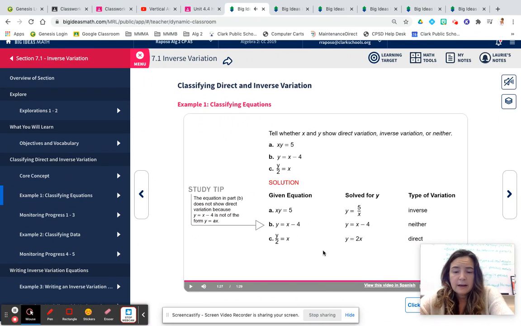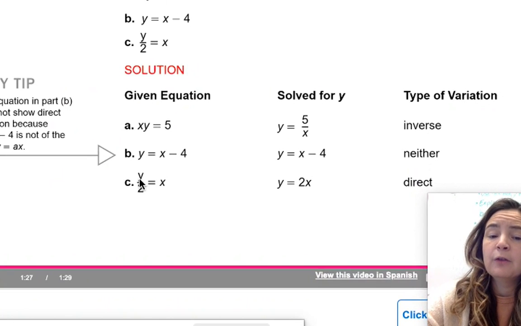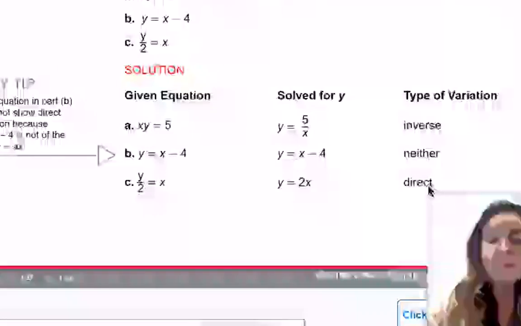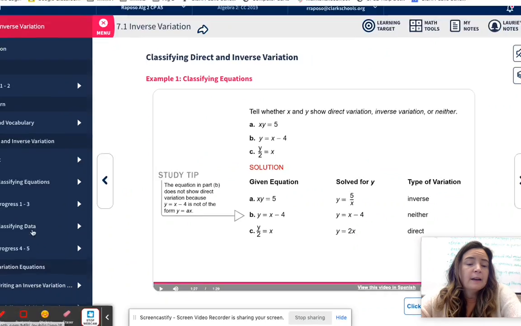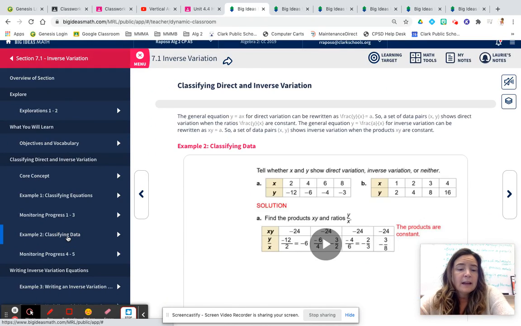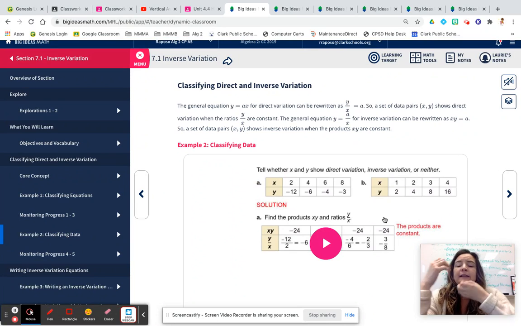Okay, so they didn't explain in this one, but again, we want to get y by itself. In order to get y by itself, we have to move this 2. So we would multiply both sides of the equation by 2. So this would be your resulting equation. And as I said earlier, if it's x times a number, that's going to be direct. Okay, so let's move on to the next type of problems that you're going to see. The next type of problems is when they give you a set of data, a list of values for x and y, and you're going to have to decide whether it's direct, inverse, or neither for those. So when you're doing these problems, what you actually want to do is see if you have an a.